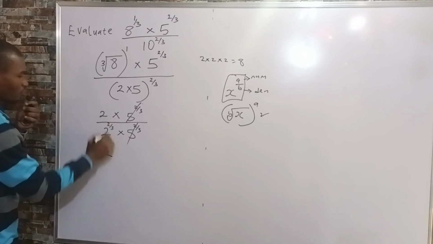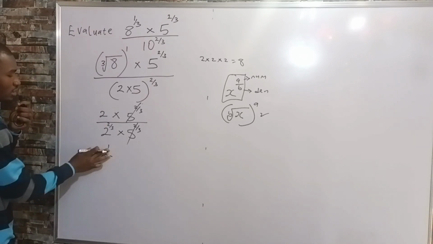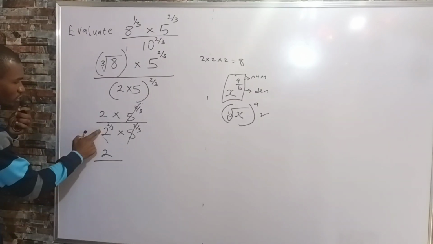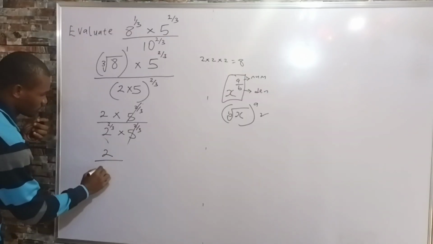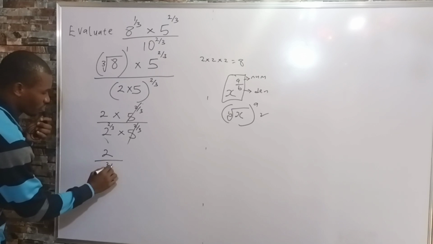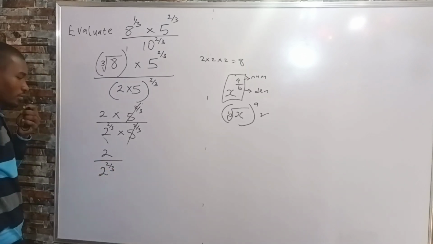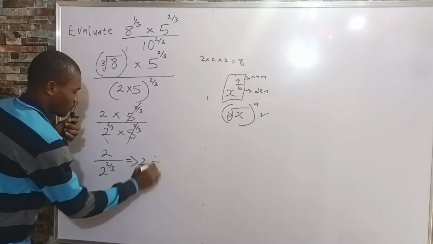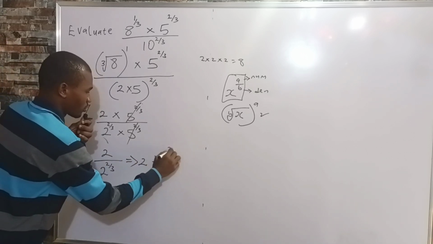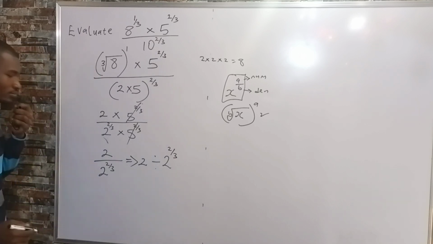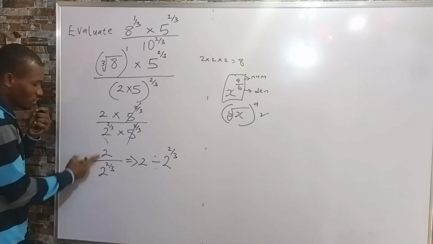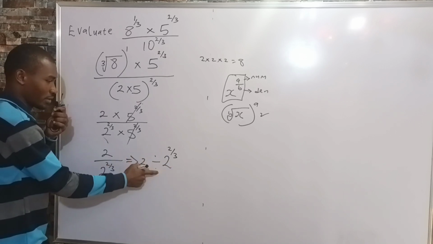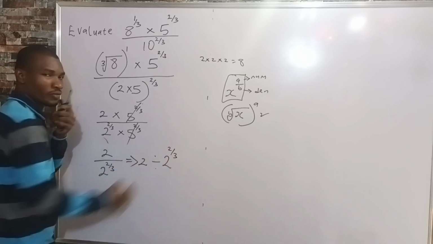raised to the power of 1. Okay, but you can still leave the 1. Then divided by 2 raised to the power of 2 over 3. Okay, this thing implies 2 divided by 2 raised to the power of 2 over 3. That's the implication of this. That is exactly the same thing I did here. 2 divided by 2 raised to the power of 2 over 3.